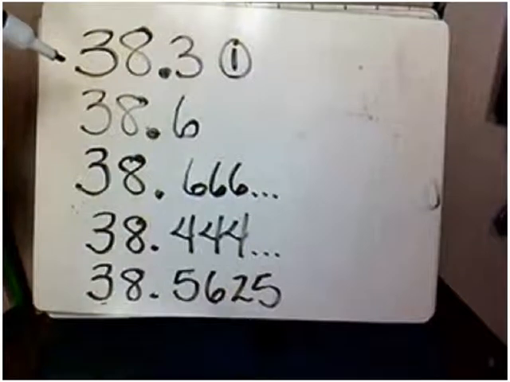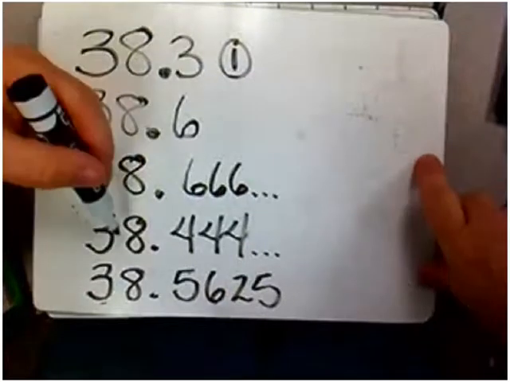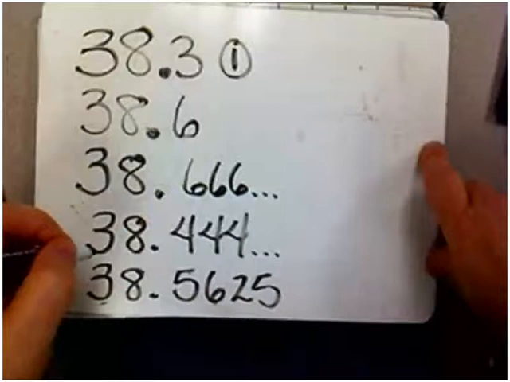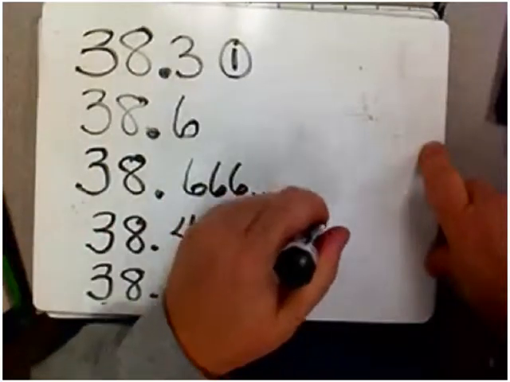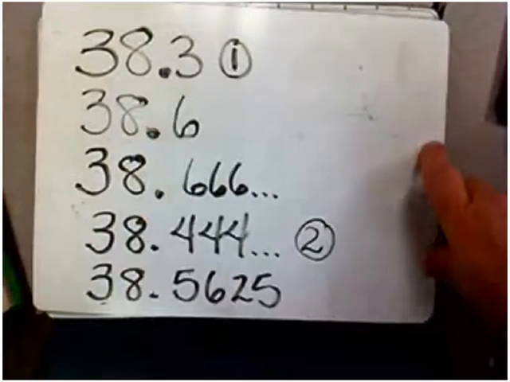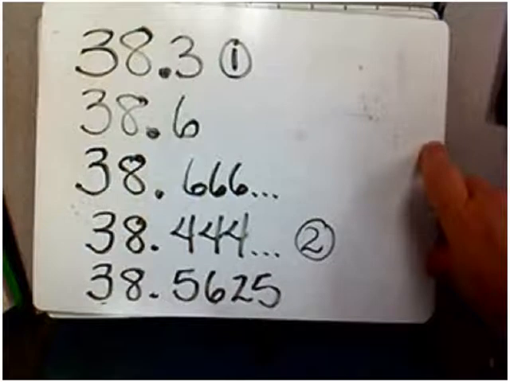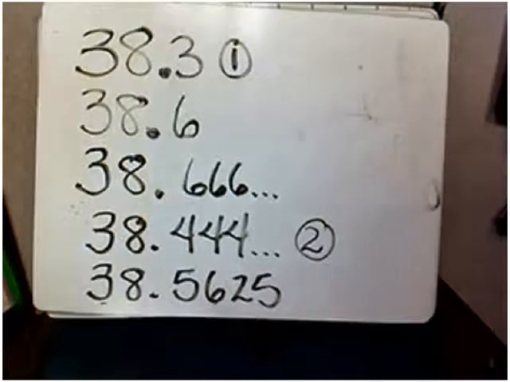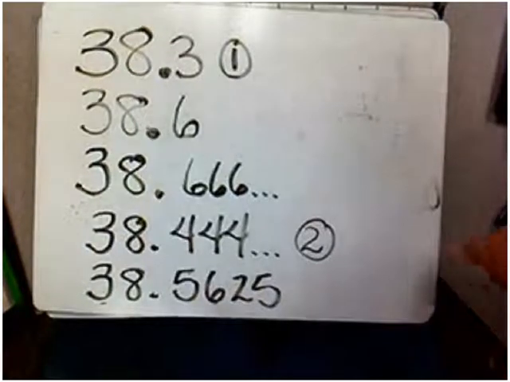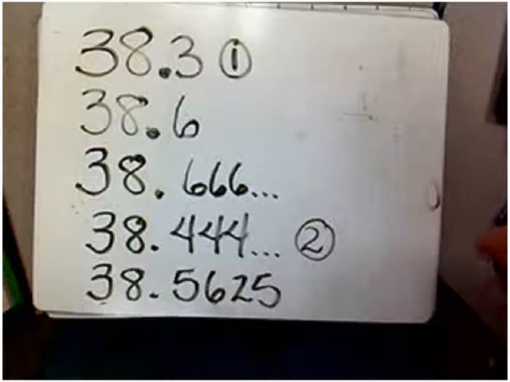How does it go? 38.444 repeated, right? You want to put these in order, smallest one first. Yep, you write them out in order. So 38.3 is the first one you write, because it said least to greatest. Then you write a comma, and then you're going to write 38.444 repeated.